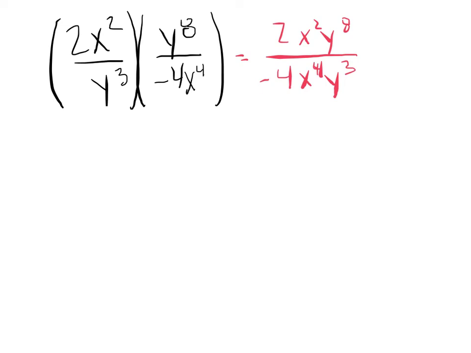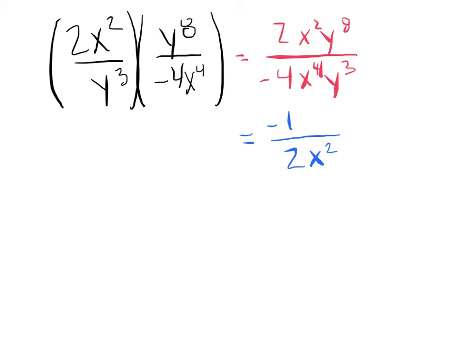Now we're not done yet because we have more than one variable in our problem, and we also have 2 over negative 4. 2 over negative 4 can be simplified, so we need to simplify that. 2 over negative 4 is negative 1/2. Now let's simplify with the variables. x squared on top, x to the 4th on the bottom. Where are there more x's? On the bottom. Now you subtract 4 minus 2, and you get 2.